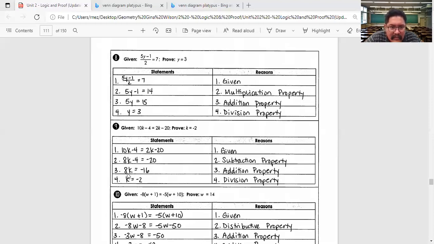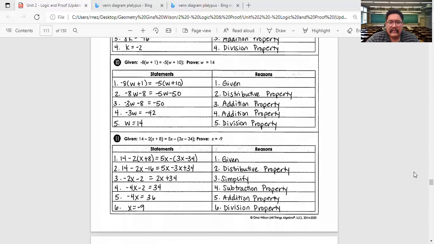Anyway, back to here. So we have 8k equals negative 16. Divide both sides by 8. And that's why we put division property here, because we divided both sides by 8. And I'm going to move down. I think that's it for this one here.